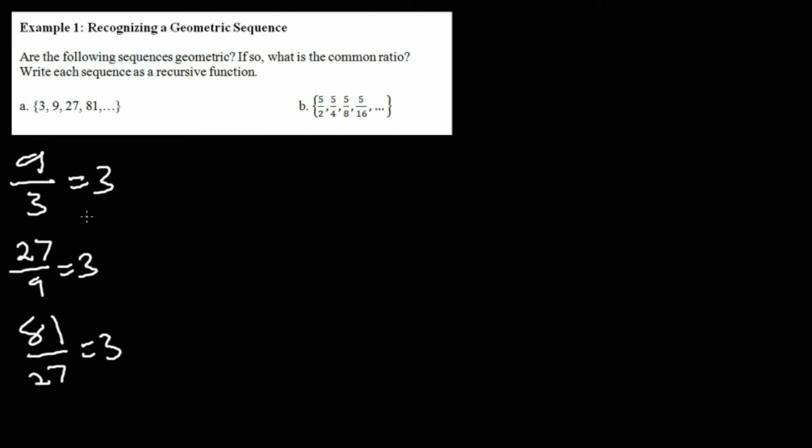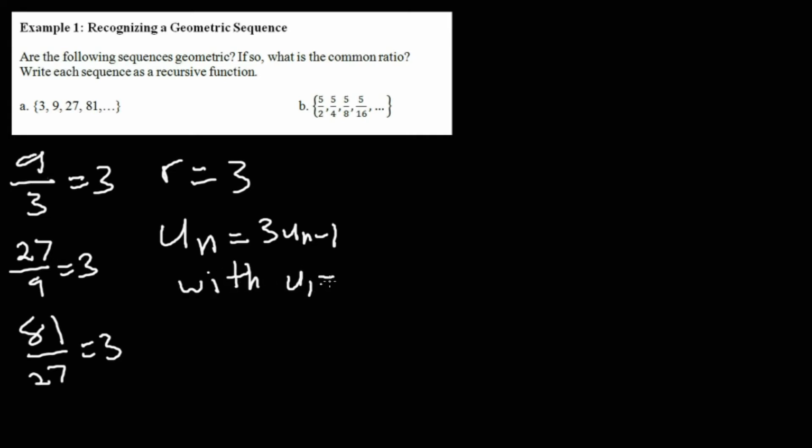So 9 divided by 3 will give us 3. 27 divided by 9 will give us 3. And 81 divided by 27 will also give us 3. So this is in fact a geometric sequence where the common ratio is 3. Now to write this as a recursive function, we need to say that any term in the sequence is equal to 3 times the term that comes before it, with the first term being equal to 3, and this is true for all values of n greater than or equal to 2.